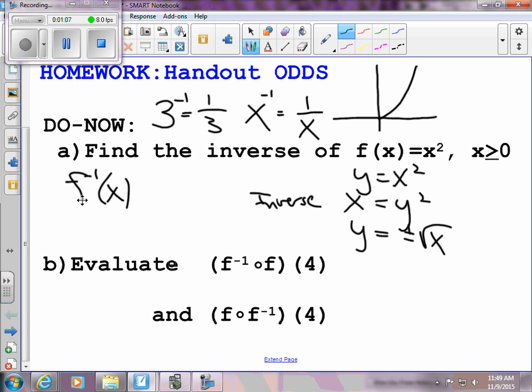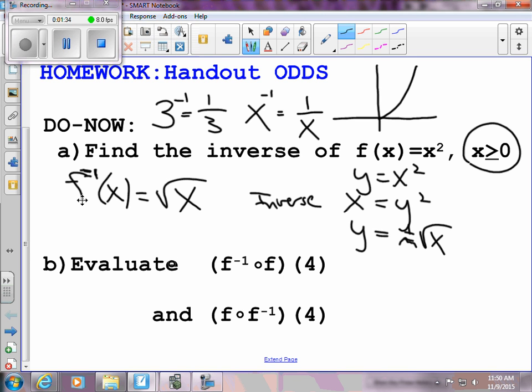And that's why they told us this. If on the function the x's were greater than or equal to 0, on the inverse, what has to be greater than or equal to 0? The y's, right? Because you've just switched them. So that's why we don't take the negative square root. So our inverse, f to the negative 1 of x, is equal to the square root of x.